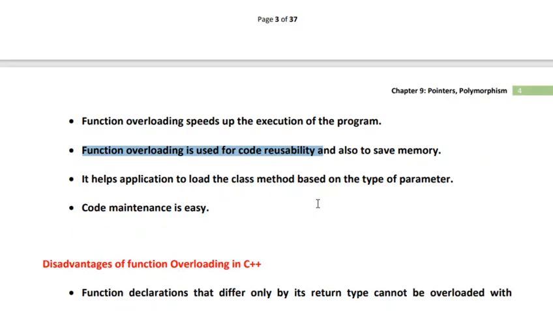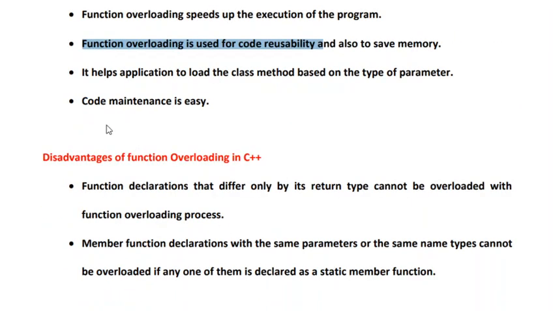It also helps the application to load the class methods based on the type of parameters. Definitely, based on the type and the number of parameters, the compiler will decide which overloaded function is to be referred to. And using function overloading, code maintenance becomes very easy.